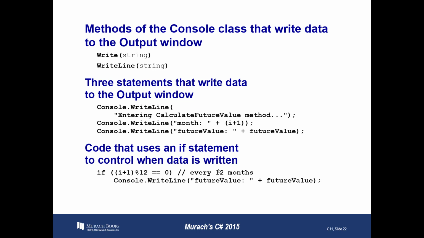All right, methods of the console class that write data. I've already shown you console.write. The difference between console.write and console.writeLine: console.write keeps the cursor on the current line, console.writeLine sends it out to a new line. Here's some examples. Okay.